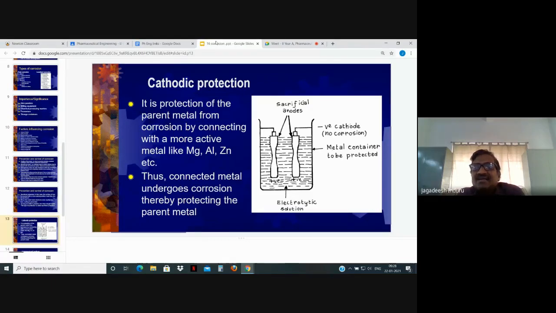So the metallic container is protected by connecting it with a more active metal. That is called a sacrificial anode, so that we protect the cathode. Previously we did this as a coating. In this case, we have replaceable bars. Previously it was applied as a layer onto the surface of the vessel. Now we are keeping it as bars, so that when a bar is completely dissolved, we can just replace it with another bar. This is what gives cathodic protection. The connected metal undergoes the corrosion, thereby protecting the parent metal.